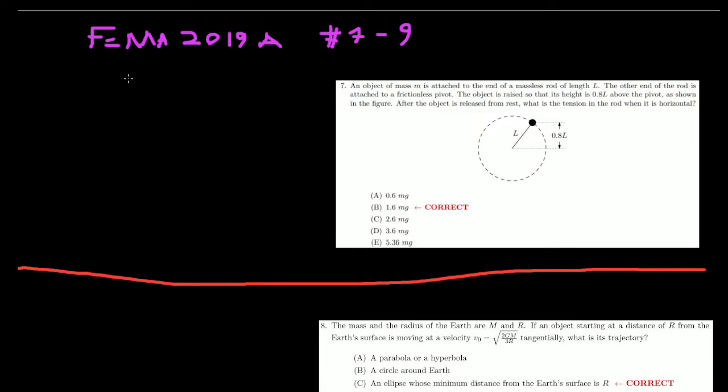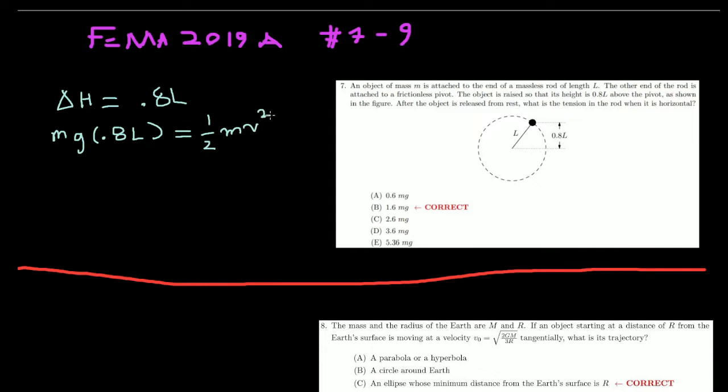So here we could easily use conservation of energy. Essentially, we know that the delta H is equal to 0.8 L. And we know the object's mass is m, which means initially the object has an energy of mg 0.8 L. Now we just need to convert this to kinetic energy, which is equal to 1/2 mv squared.